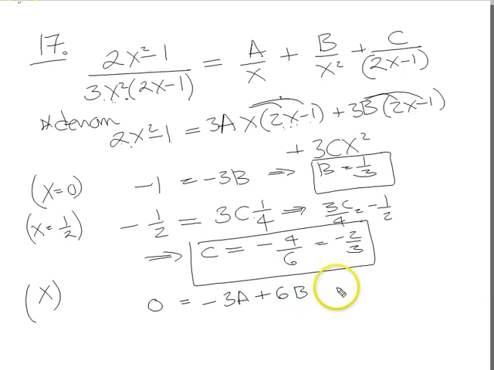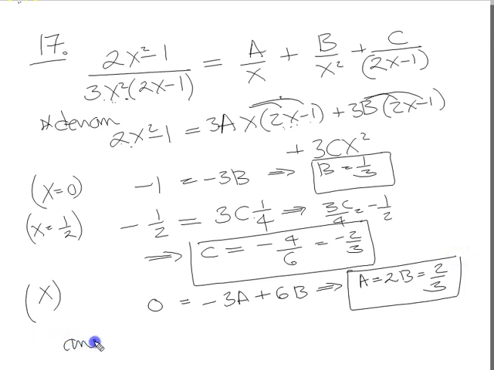So from that one, you can see that, bring the 3a back to that side. 3a equals 6b, so a equals 2b is basically what that's saying. 2 lots of b is 2/3. So there's a. So now we can write the answer.